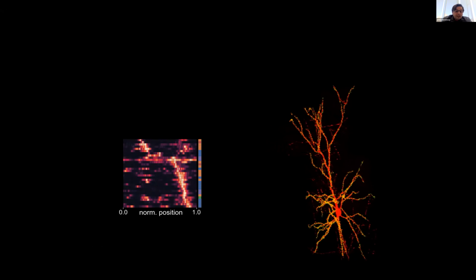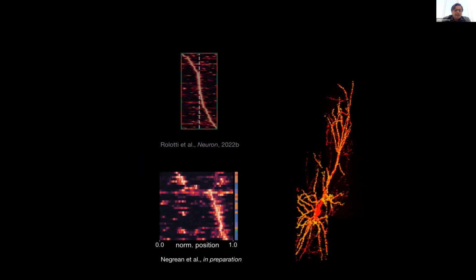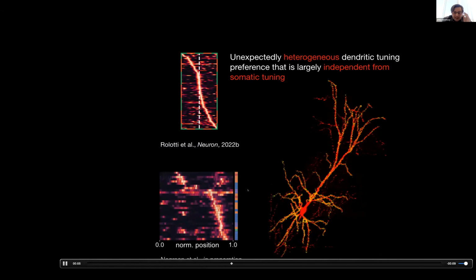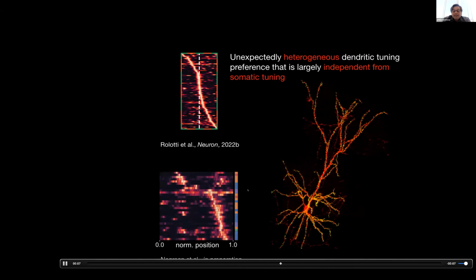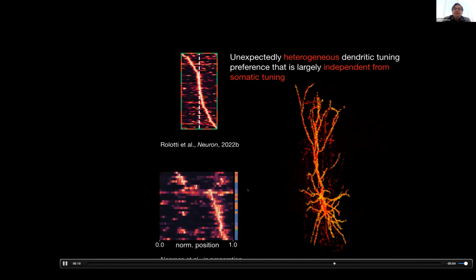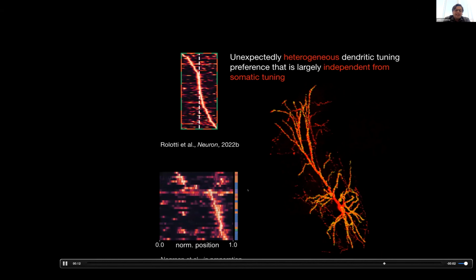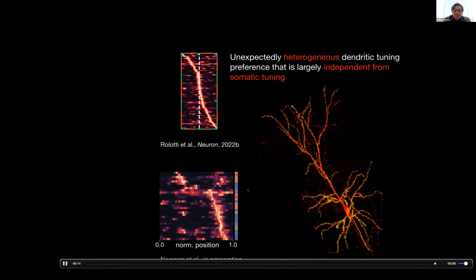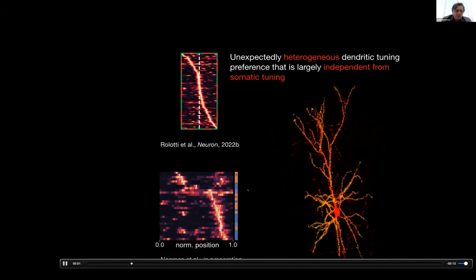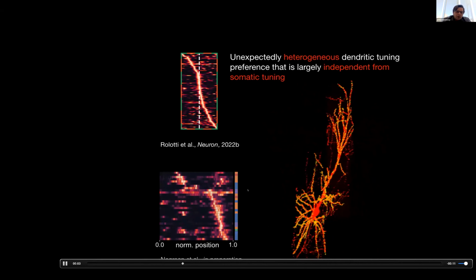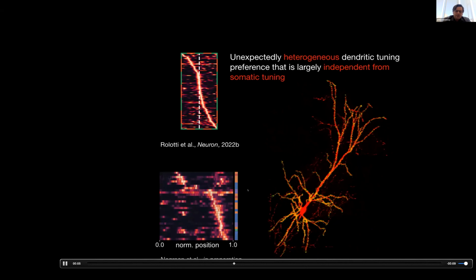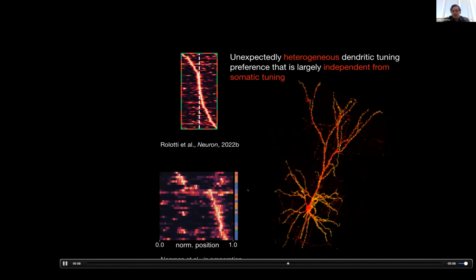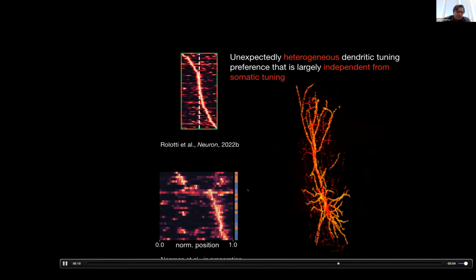So voltage imaging and calcium imaging studies that I don't have time to show you indicated that dendritic branches have an unexpected degree of heterogeneity in their feature tuning that's largely independent from the soma, which raises the question: what's the cellular molecular mechanism that regulates this heterogeneity and spatial tuning preference in dendrites?